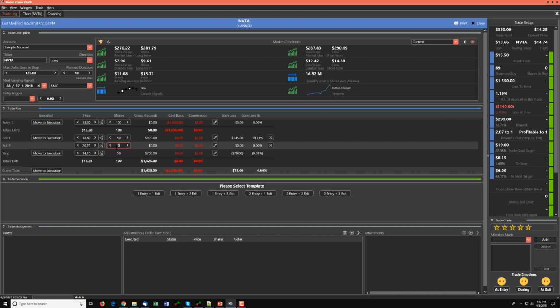But if I can keep moving my stop up and ride it on up a bit, if I can make that second target, I can get almost a grandiose 30+% at that second target, which would get me into my trade goal. Would have almost a 25% trade. So I think NVTA could work.